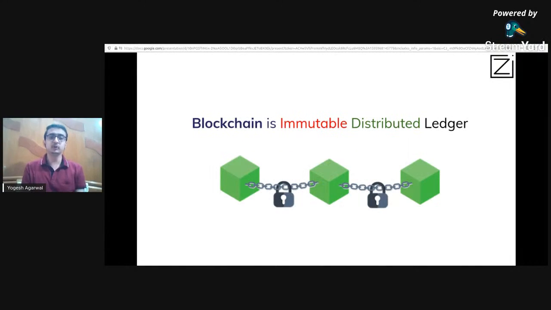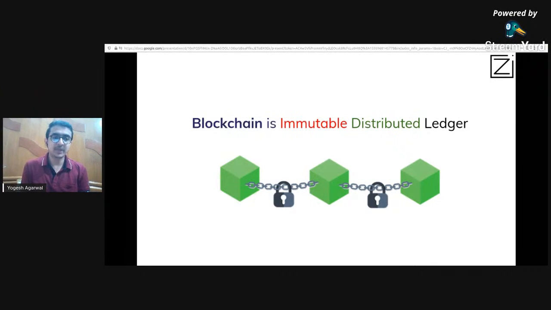Blockchain, if I were to tell you in a single line, is an immutable distributed ledger. Let's break it down. Immutable, what do we mean by immutable? Immutable means once you put anything on the blockchain, you cannot go and edit it. It is append only, you can say that.